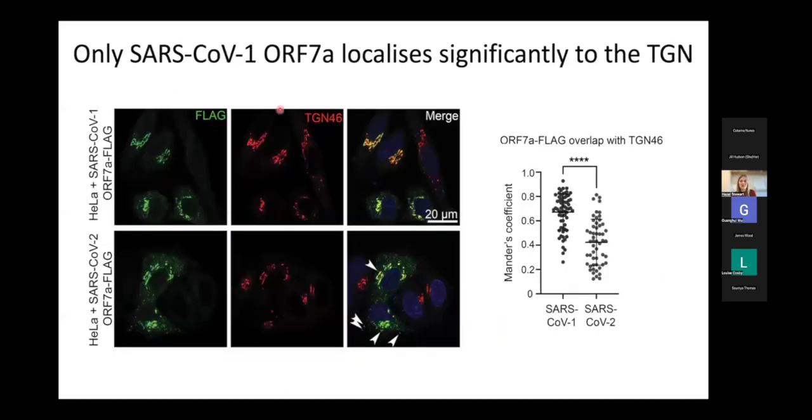We did, however, see that ORF3a from only SARS-CoV-1 overlapped significantly with the trans-Golgi network, and this has been published as well. It was much less so with the SARS-CoV-2 ORF3a. And we saw small, as you can see here by the white arrows, very small punctate structures seeming to occur from ORF3a, which didn't overlap with the trans-Golgi network at all. And this was quite distinct to that of the SARS-CoV-1.